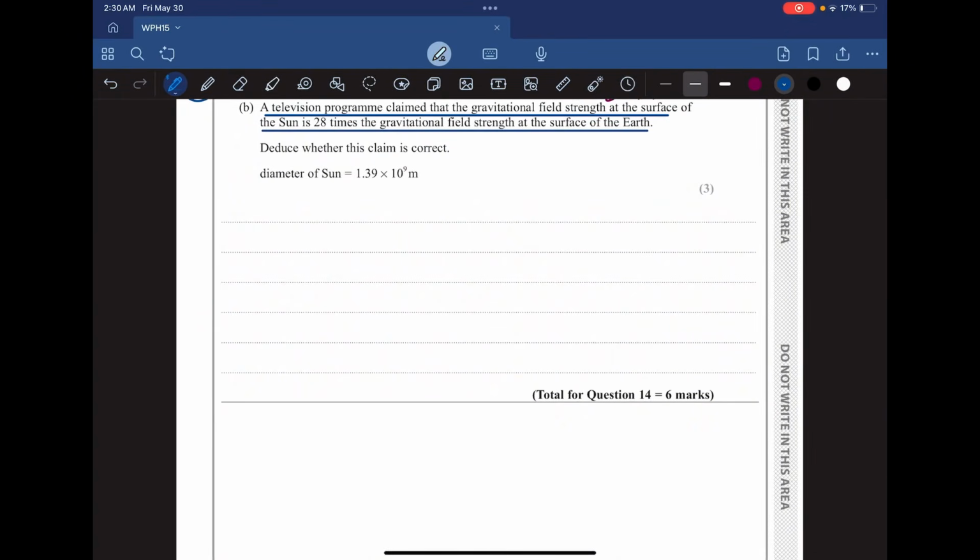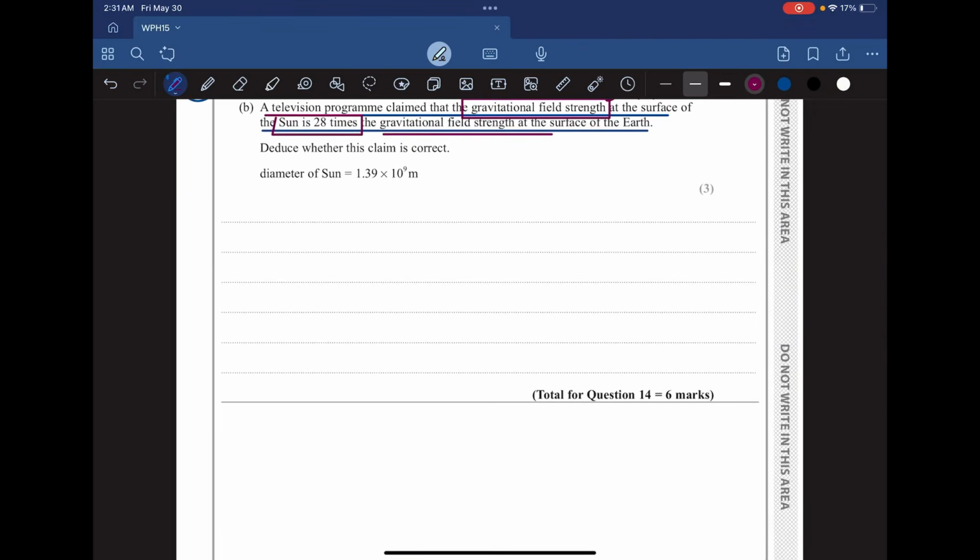Now let's jump on this question. It says someone is bigger than the other one. When someone is bigger than the other one, the best possible way to show that, yes, if it's saying that the sun is 28 times greater, right? The best possible way, how is it greater? Its gravitational field strength is greater than the gravitational field strength of the earth. So basically we will have to compare between the gravitational field strengths.